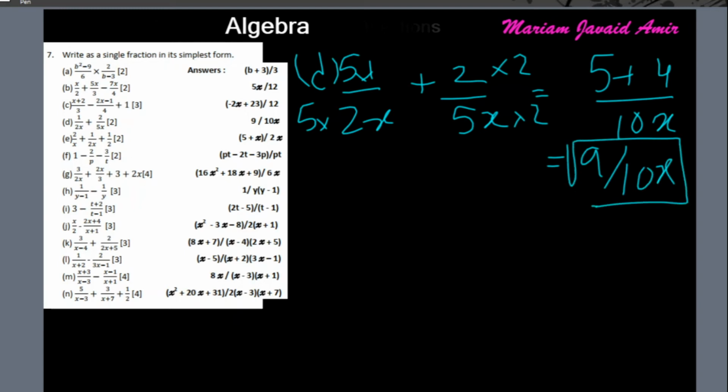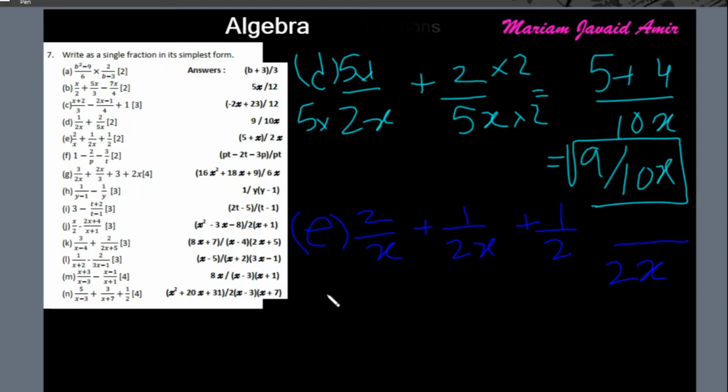Part E is 2 over x plus 1 over 2x plus 1 over 2. So the LCM would be x and 2x. LCM of x, 2x and x and 2 would be 2x, because we're looking for the smallest number that all three of these can be converted into.